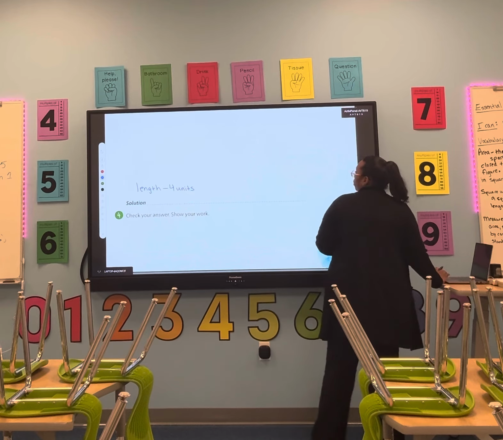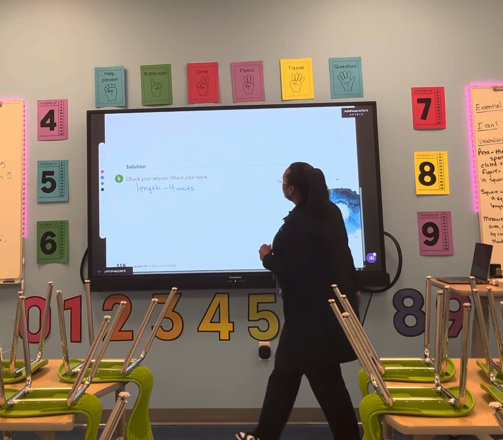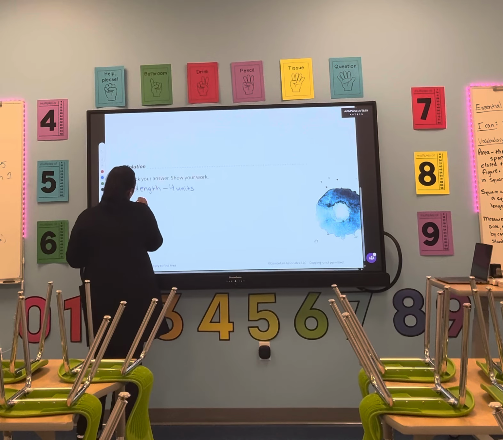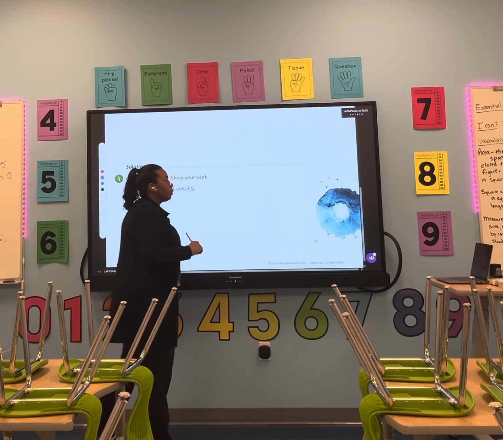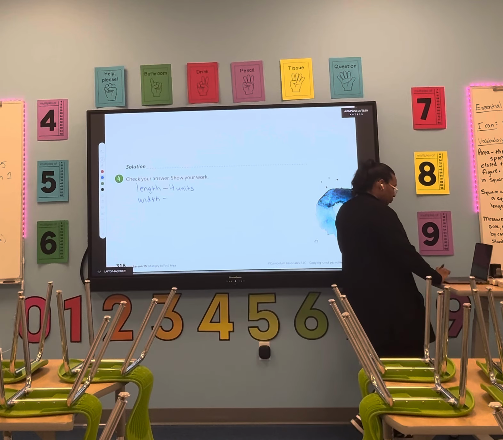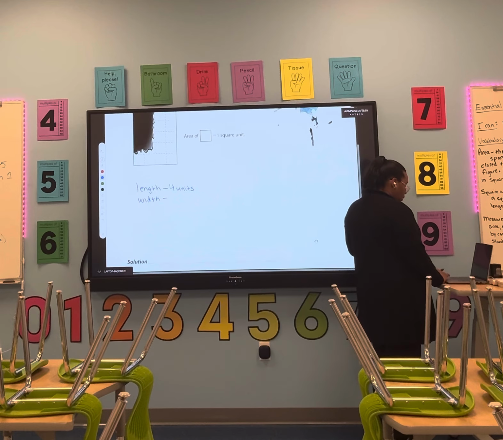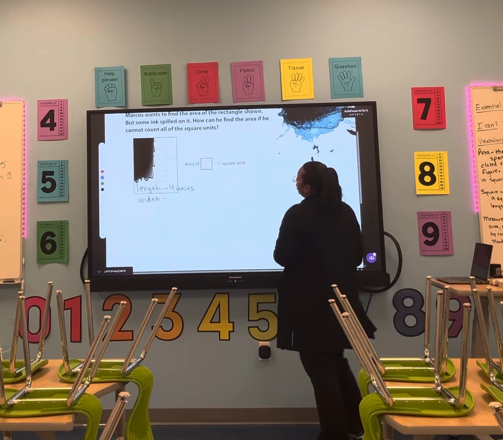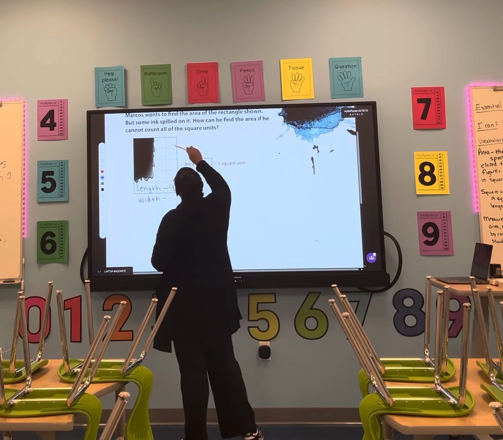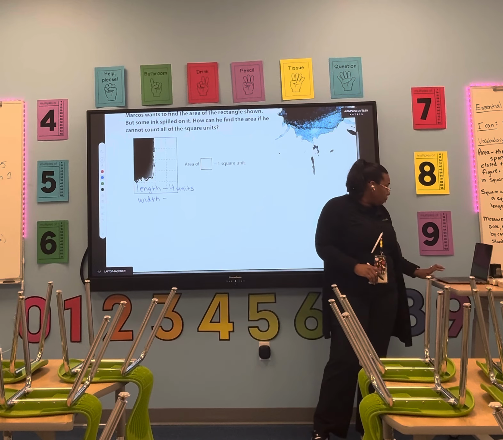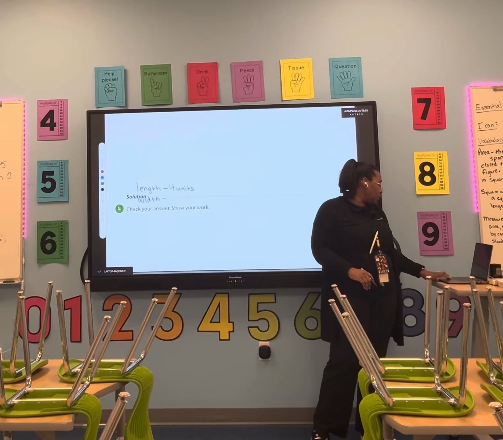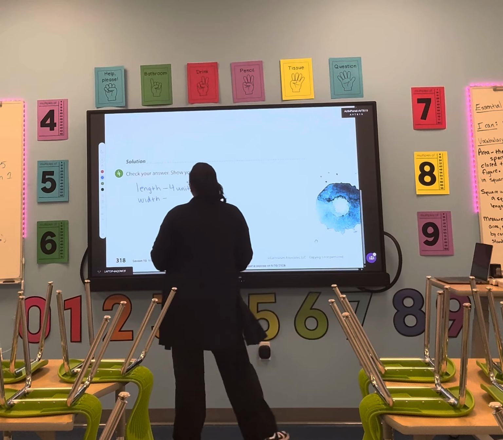So then we would do the width. So let's figure out what the width would be. For the width, we're going to count how many squares wide it is. So when I look at that, it is 1, 2, 3, 4, 5 units. So that means the width is going to be 5 units. I'm going to put 5 units.